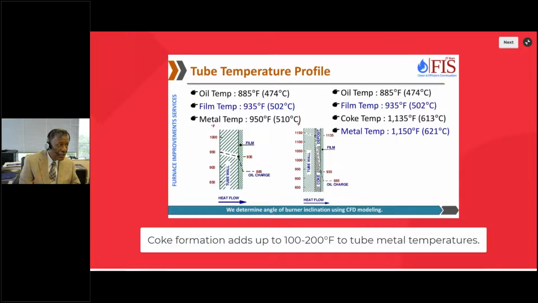And this is showing a tube metal temperature profile for a clean tube and a fouled tube, and you can see the clean tube is around 950 and coke is adding another 200 degrees, so the metal temperature has gone up to 1150, just by an eighth of an inch of coke or a quarter inch of coke, you know.